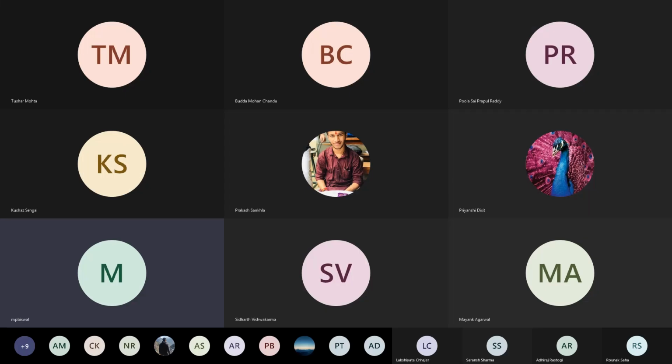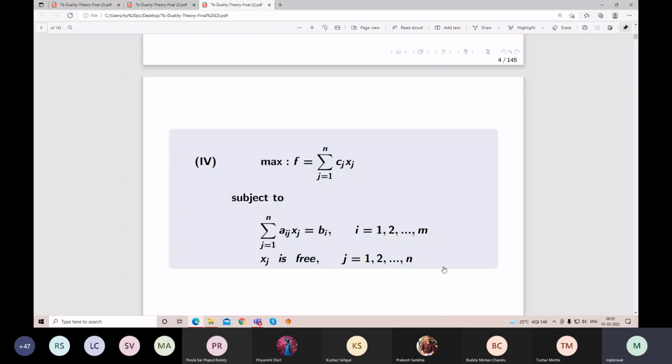Then this is the third model, and these are the 4 models. So other models are a subset of this. If any problem comes, you can decide how to proceed, then you can find the dual. But these are the major models.